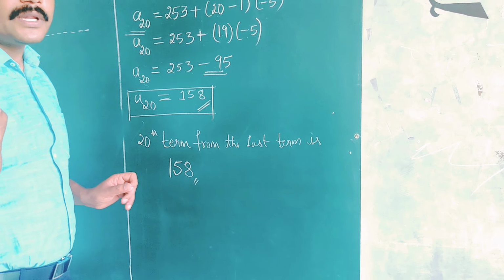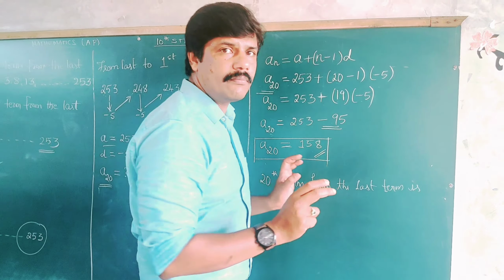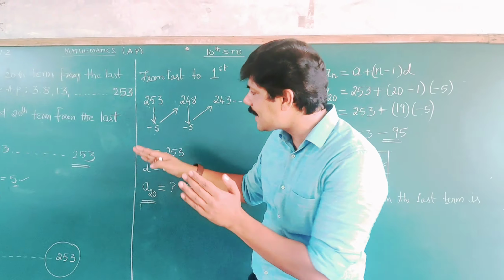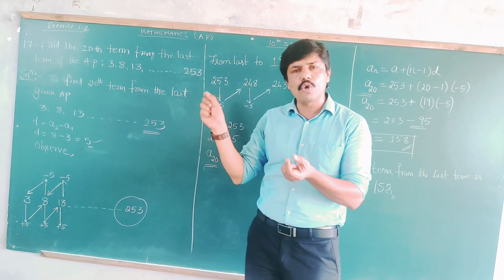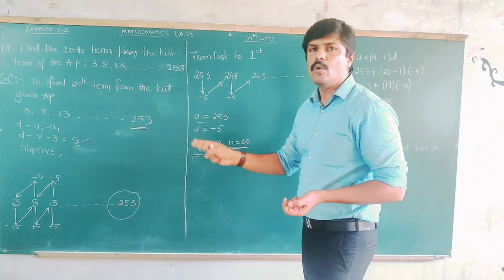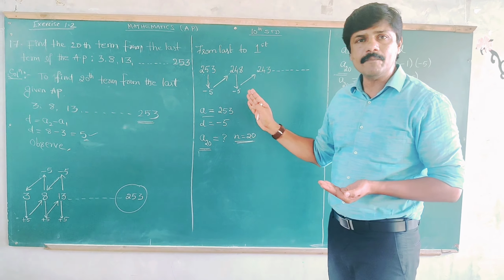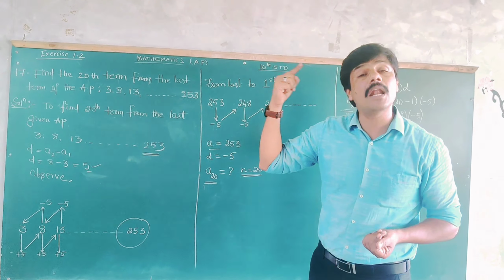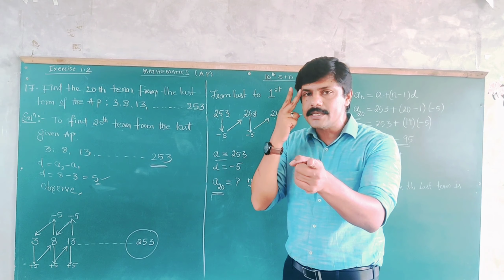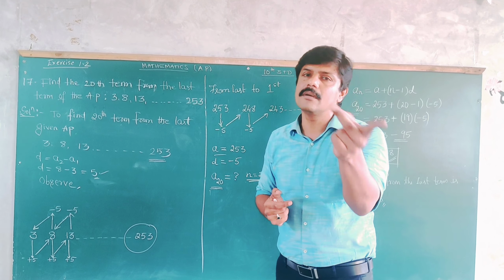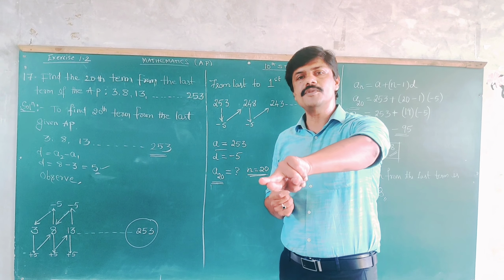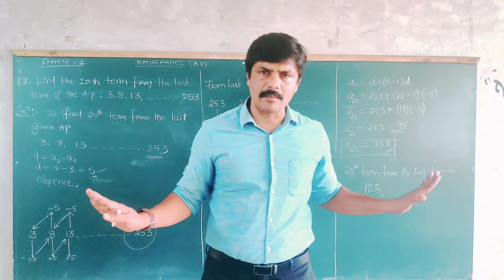Hope you understand, children. So observe this problem carefully, and some procedures are there. If you come to know that, the problem becomes very easy. Here we are finding the 20th term from the last. The 20th term from the last means the common difference positive becomes negative, negative becomes positive. You understand, children? That's all the problem. Hope you understand that.